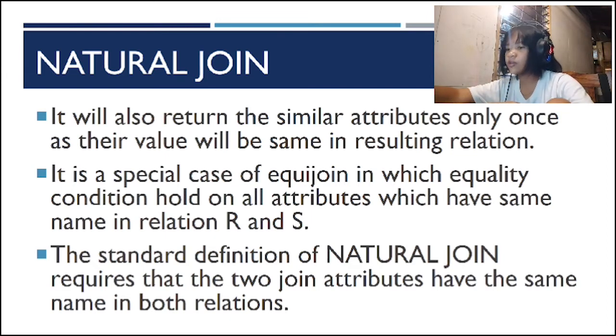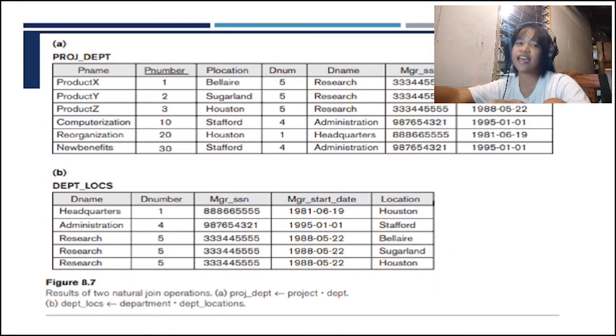The attribute Dnum is called the join attribute for the natural join operation because it is the only attribute with the same name in both relations. In general, the join condition for natural join is constructed by equating each pair of join attributes that have the same name in the two relations and combining these conditions with AND.